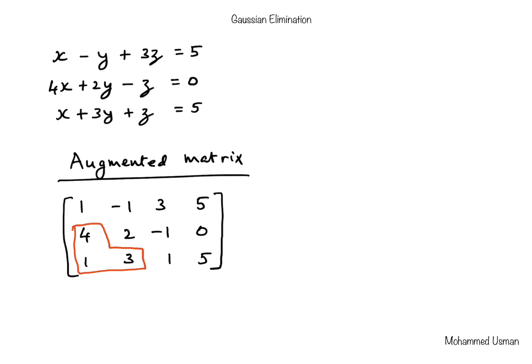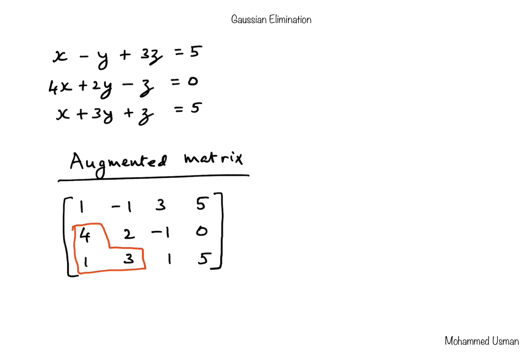But whatever calculations we apply to convert this 4 to 0, we have to apply them to the entire row, so that the relationship between the variables is still maintained. So the row operation will be applied to the entire row 2 and row 3 using this number as the pivot, so that these two numbers will be made 0.